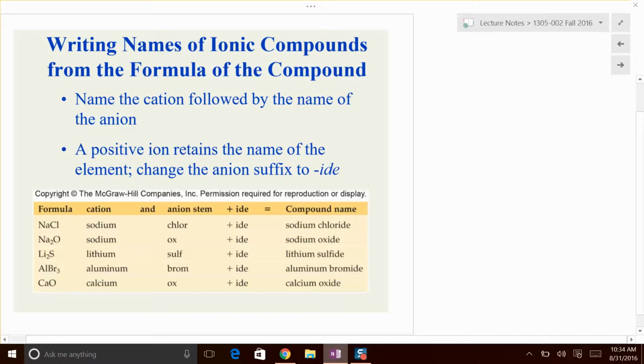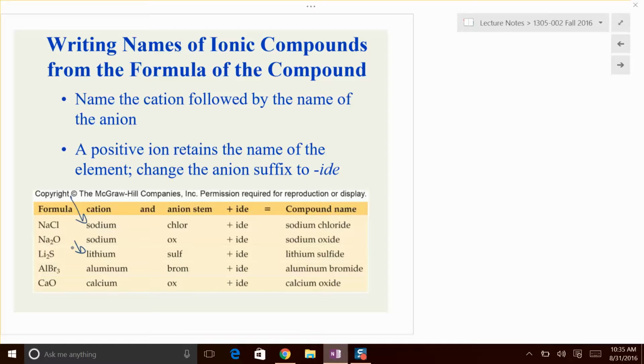What about naming these compounds? So I can determine the formula, but how do I name them? Well, these are the procedures, or the rules that we would follow. For the first element, I simply say the name of the element. How do I name the sodium of NaCl? I call it sodium. How do I name the lithium of Li2S? I say lithium. You just simply say the name of the cation. Lithium, magnesium, sodium, whatever it is.